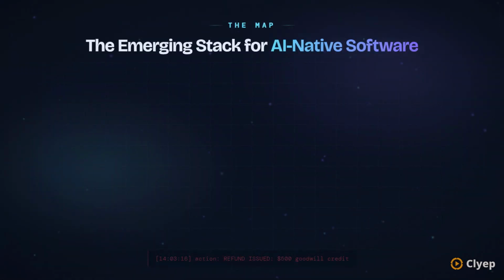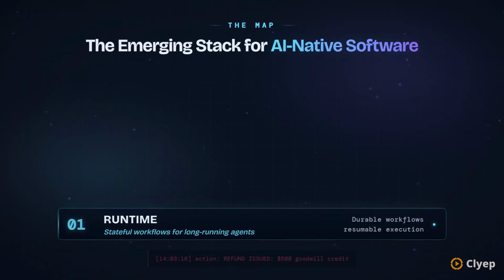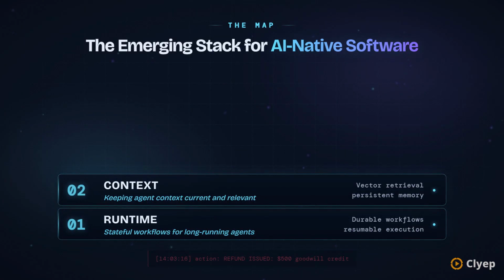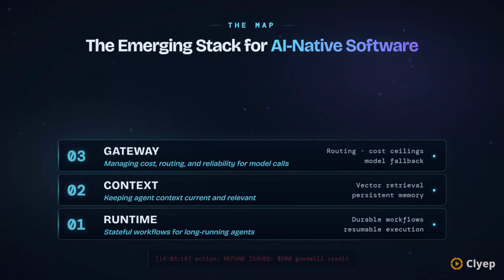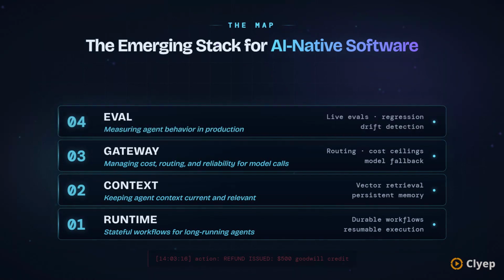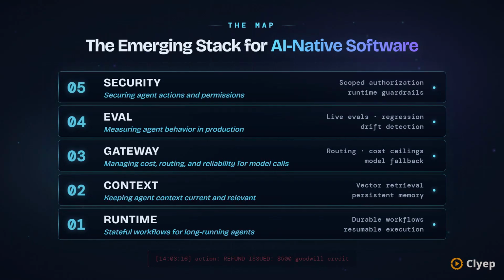Now let's pull the pieces back together. The refund failure was not a model problem, it was a stack problem. One ticket exposed 5 missing layers. At the base, the runtime. Sitting on top of it, the context management layer. Above that, gateway, for managing costs, routing, and usage. Then eval, to measure whether what the agent decides is actually any good. And wrapping the system, security.